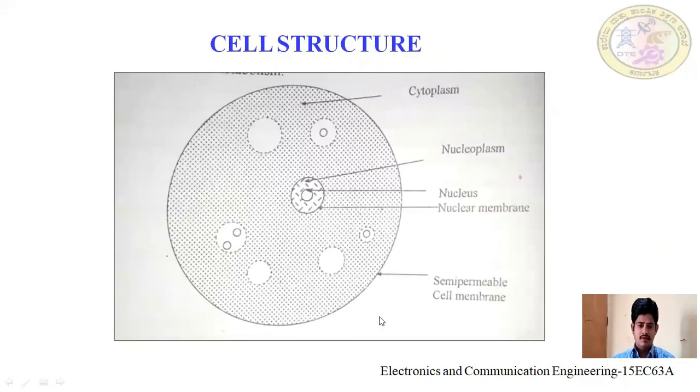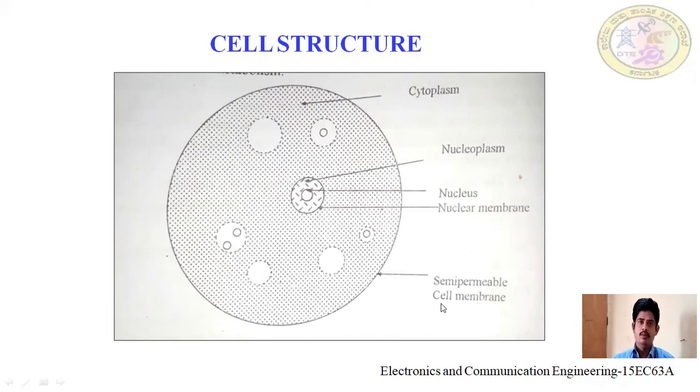This is the diagram of a cell. Here you can understand the structure of the cell. The cell has the nucleus at the center, which explains the function of each cell. The function of the cell is defined by this nucleus, and this nucleus is surrounded by the nucleoplasm. The nucleus has a covering, that is called the nuclear membrane.